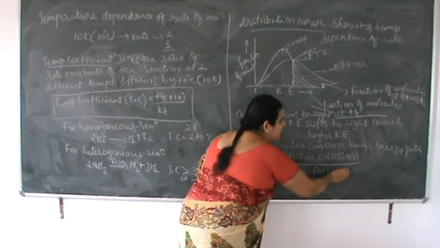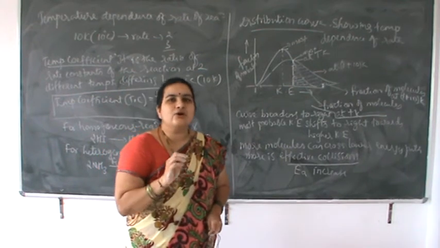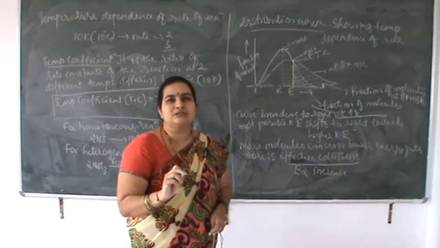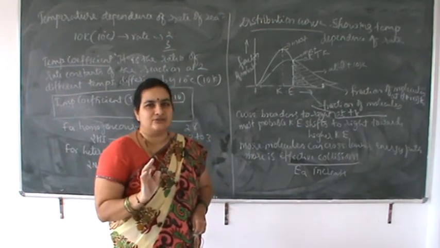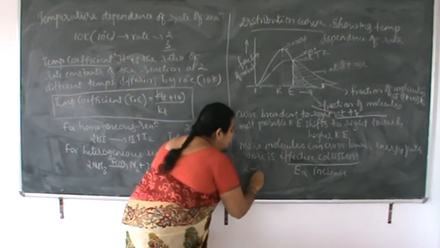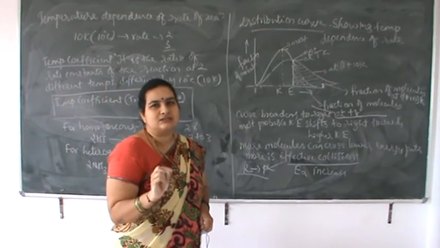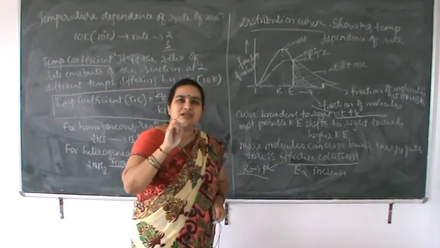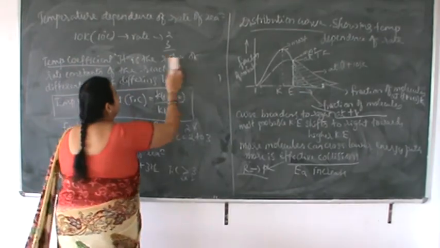So what is Ea? What is an effective collision? Here there is a concept called collision theory. According to collision theory, a reaction takes place only when collisions between the reactant molecules occur. But not all collisions are effective. Effective collisions are those which lead from reactants to products, that is, the collisions which give the chemical reaction. So what are the conditions for effective collisions?